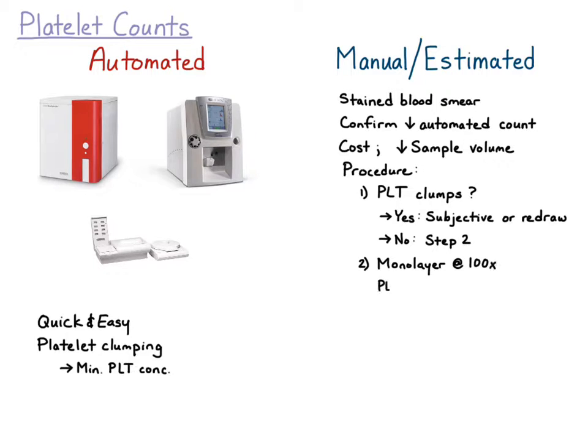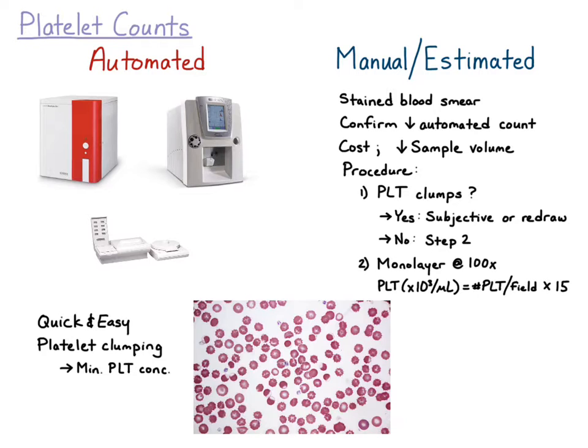And to do this, you're going to go to the monolayer and you're going to use a 100x objective. This equation will only work in the monolayer at 100x, and that's important. So within the monolayer, you're going to count the average number of platelets per field. And in the clinics, we typically count 10 100x fields and find the average number of platelets in those 10 100x fields. Now, since I just have a picture here, I'm just going to pretend that this one field is representative of 10 100x fields. So this is the average number of platelets in 10 fields.